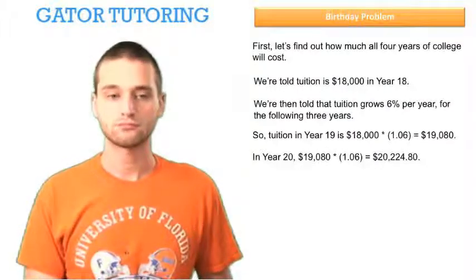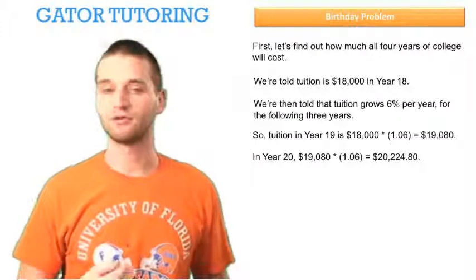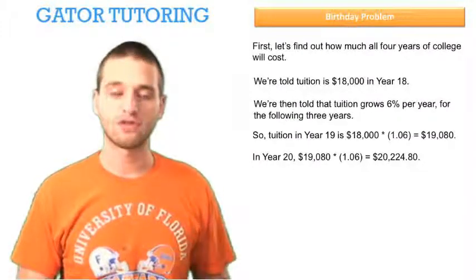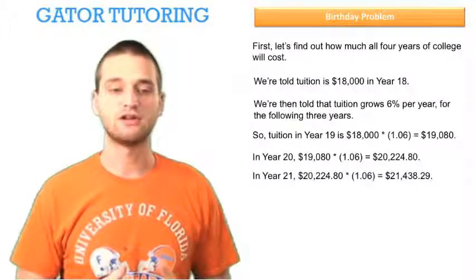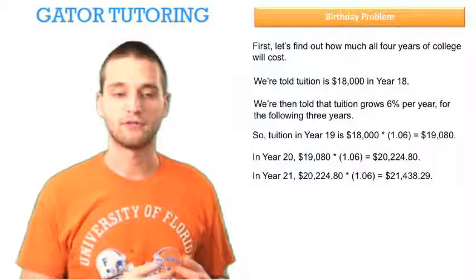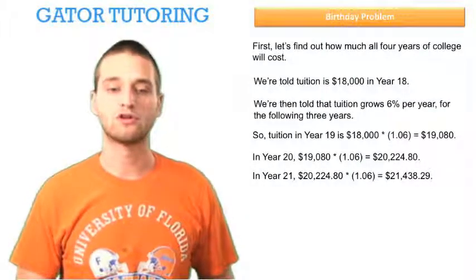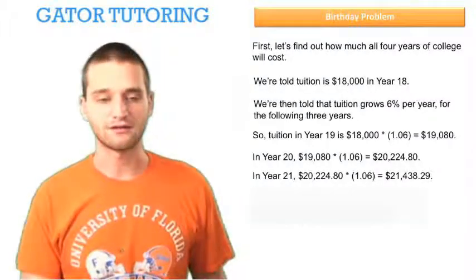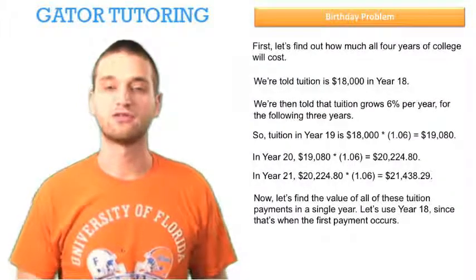$19,080. In year 20, that $19,080 grows again by 6%, so we multiply it by 1.06, and we get $20,224.80. And finally, in year 21, we grow that tuition amount once more by 6%, and tuition in year 21 is going to be $21,438.29. So now let's find the value of all of these tuition payments in a single year.